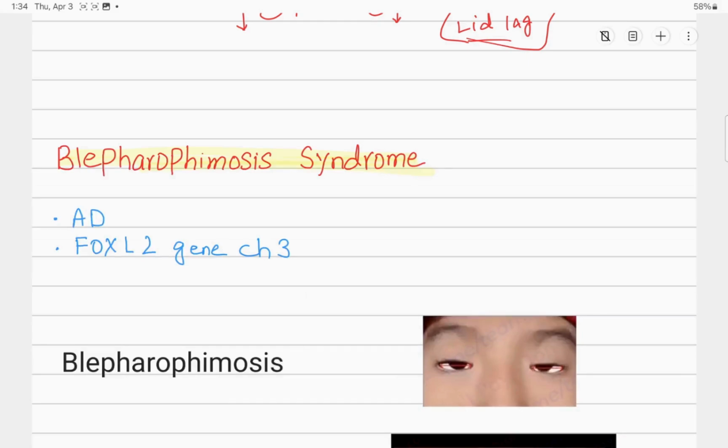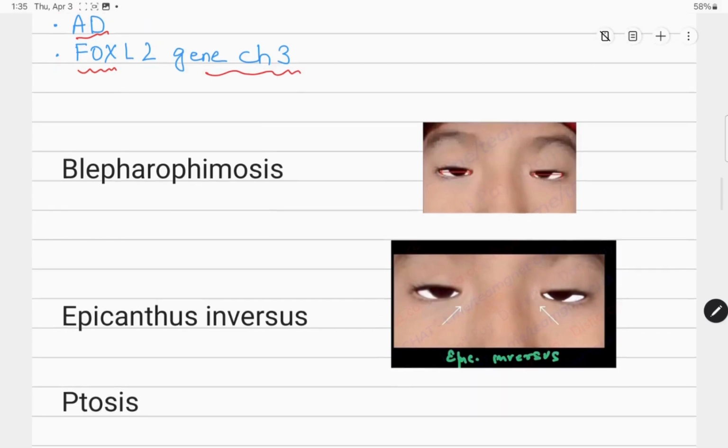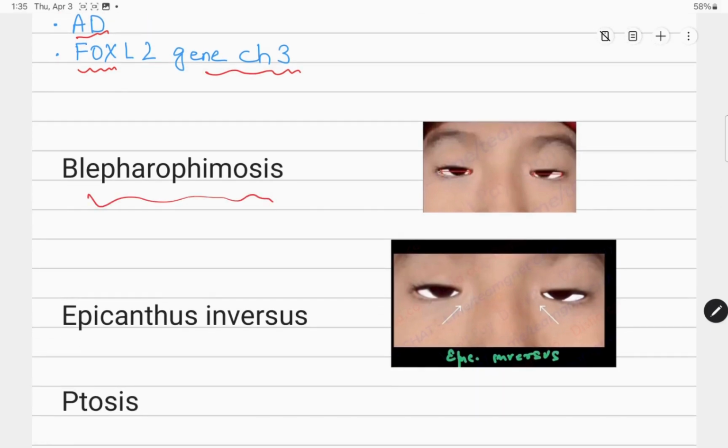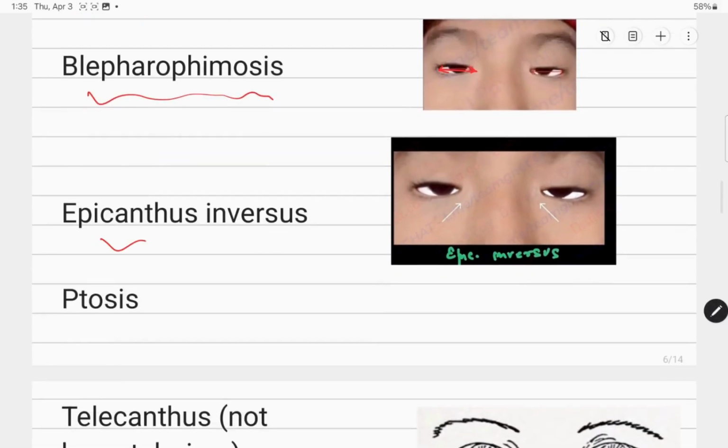Now we will move toward the complex disorders. First one is blepharophimosis syndrome. It is an autosomal dominant disease. It is due to the effect of the FOXL2 gene present on chromosome number 3. It has the following features. First one is blepharophimosis, which is the shortening of the horizontal length. If there is shortening of the horizontal length of the eye, we call this condition blepharophimosis. The other is epicanthus inversus.